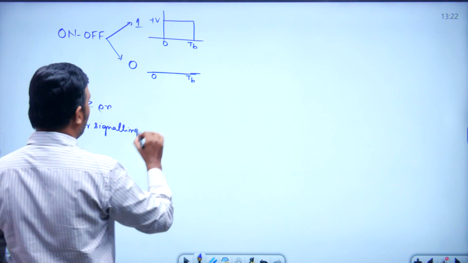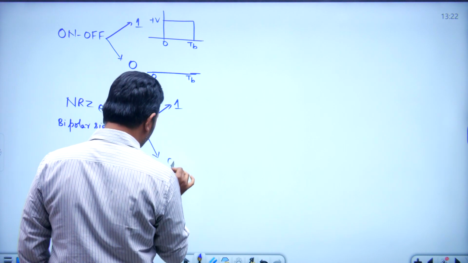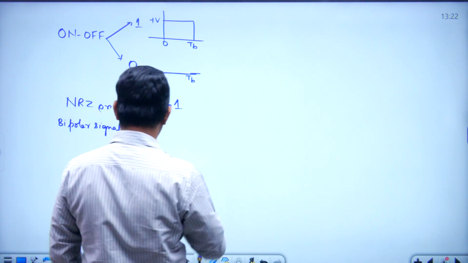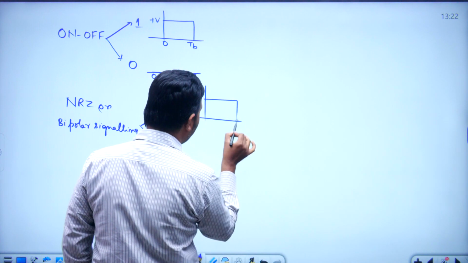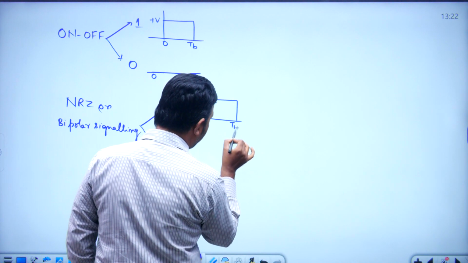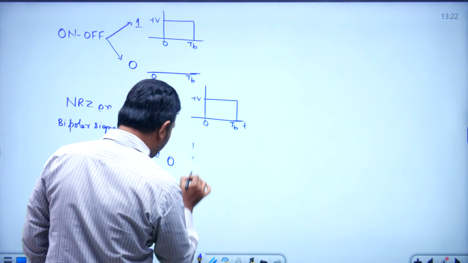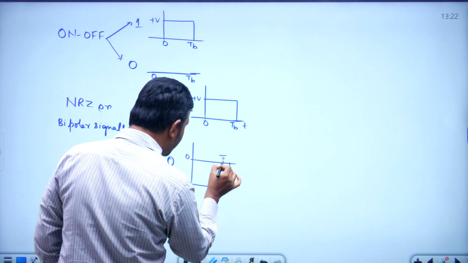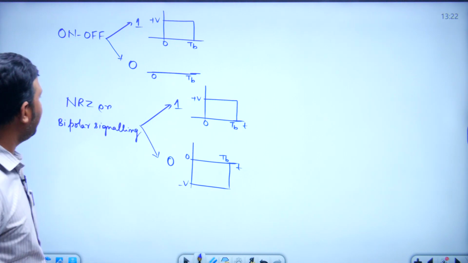Here also our aim is to represent either 1 or 0. Now 1 means we will use this kind of rectangular pulse for transmitting over the channel. 0 means inverted rectangular pulse, like this, for transmitting over the channel, right.